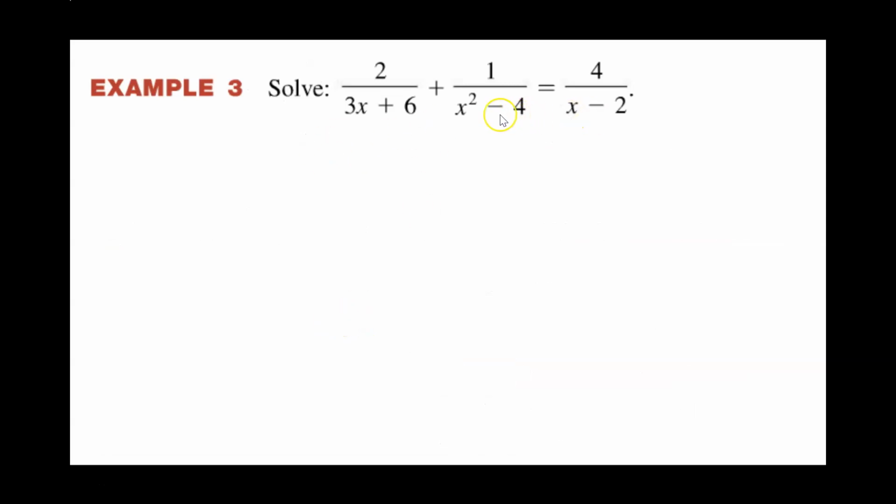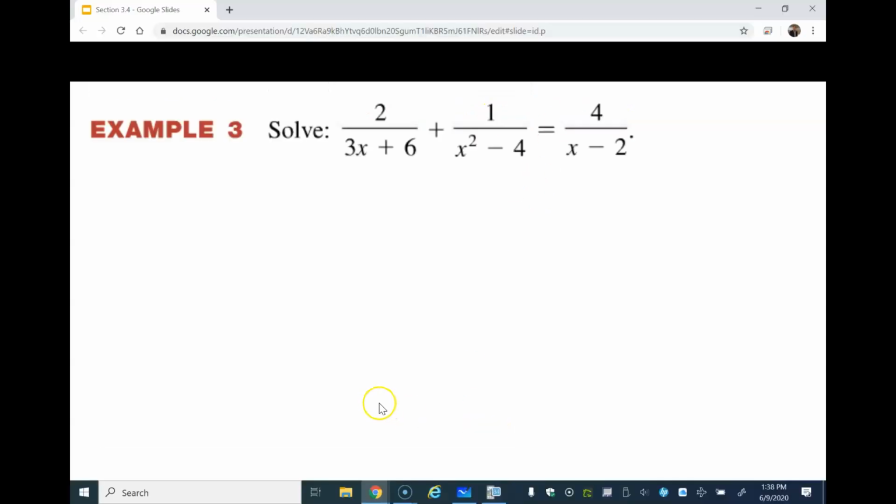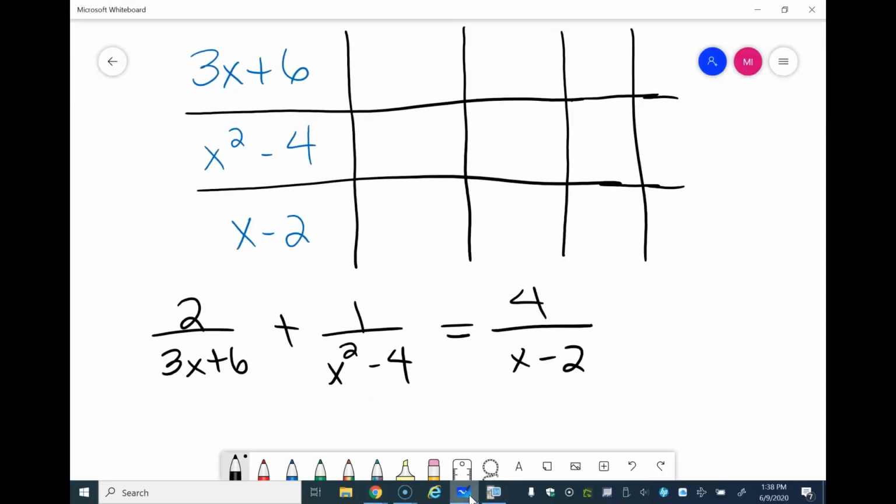So here is the equation. Now we've got to find the LCD of 3x plus 6, x squared minus 4, and x minus 2. This is a little bit more complicated because they're not just numbers. So I'm going to go to my whiteboard, and I already have the equation set up.